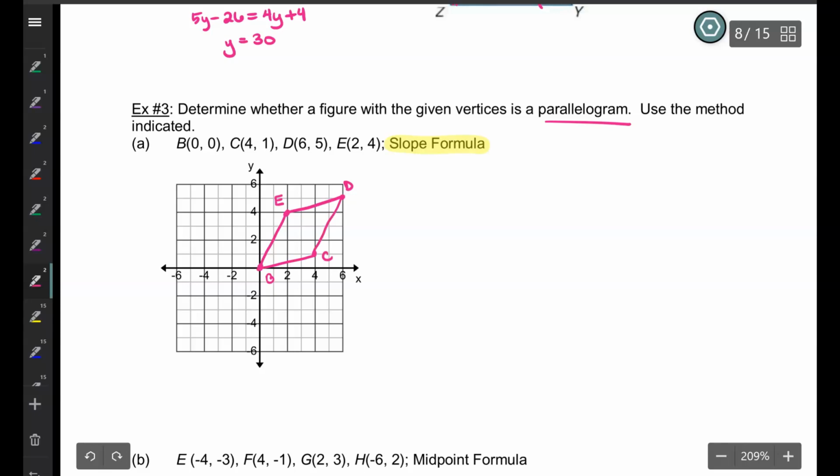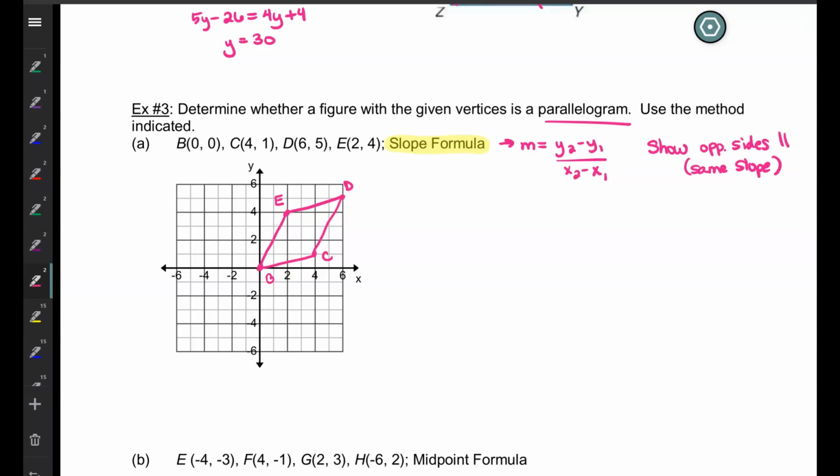Okay, so it looks like it could be a parallelogram, but we want to make sure. Our slope formula, just a quick reminder, is y2 minus y1 over x2 minus x1. And what we basically want to show is that opposite sides are parallel, which means they'd have to have the same slope. If that's true, then we know it's a parallelogram. Okay, so let's do ED.